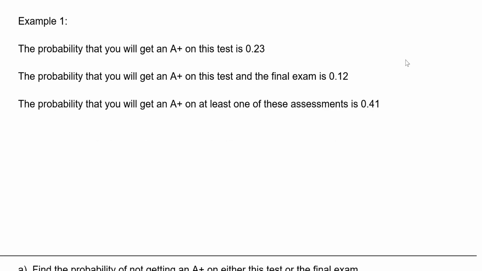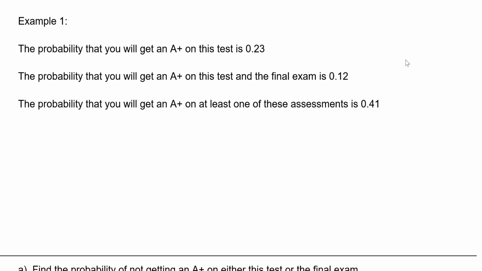All right, so in example 1, the probability that you will get an A on this test is 0.23. The probability that you get an A plus, really, on this test and the final is 0.12, and the probability that you get an A plus on at least one of these assessments is 0.41. So you have two different possibilities. You have getting an A plus on the test, and you have getting an A plus on the final.